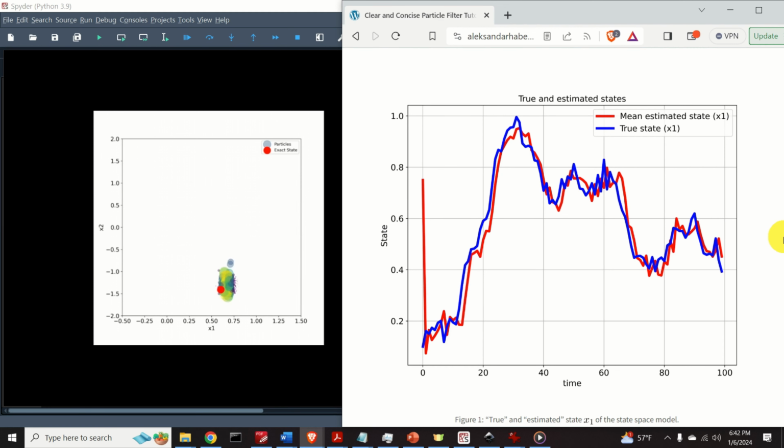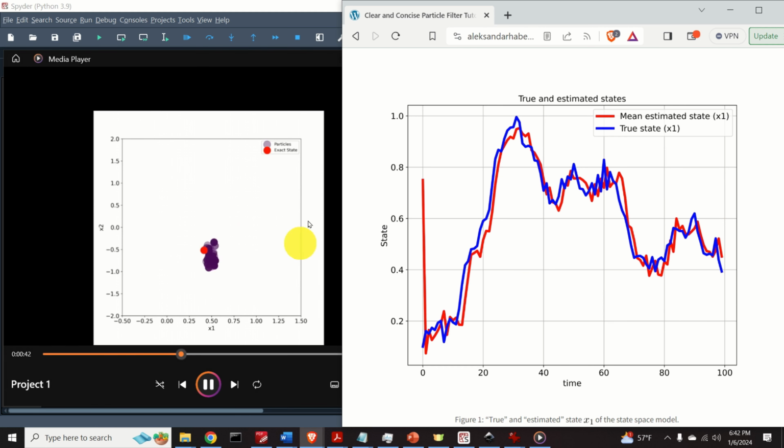By the end of this video tutorial, you will learn how to implement the particle filter algorithm in Python from scratch. To test the particle filter algorithm, we use a second-order mass spring damper system. This system has two states, position and velocity. We will use the particle filter algorithm to estimate the complete state by only observing the position. By the end of this tutorial, you will learn how to generate this graph and this animation.